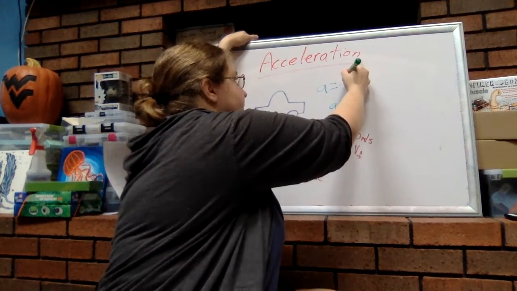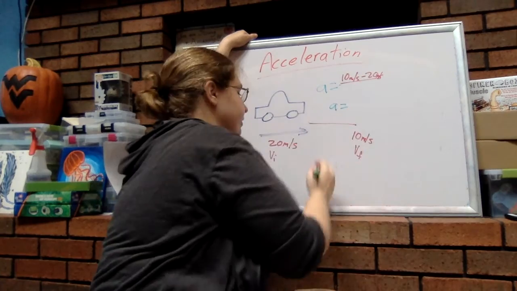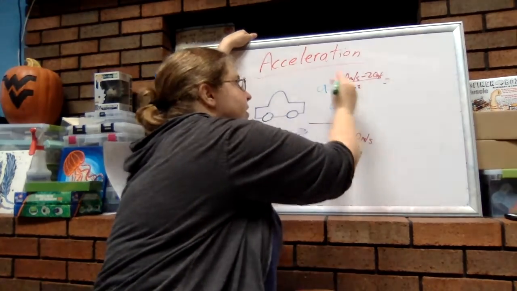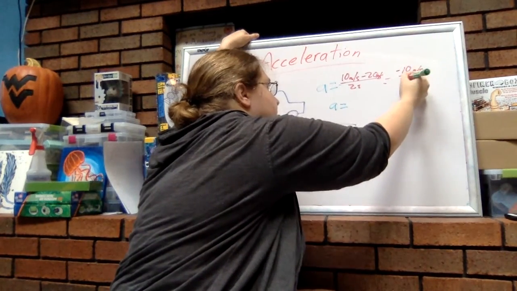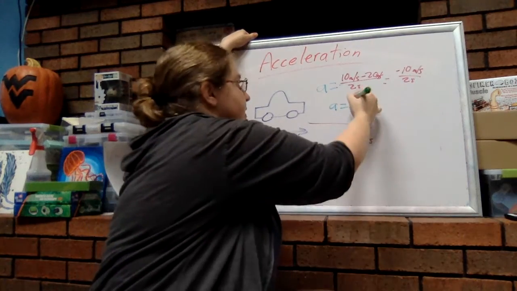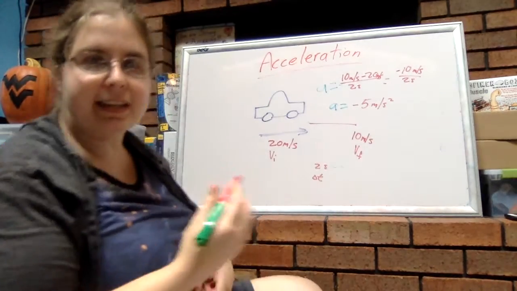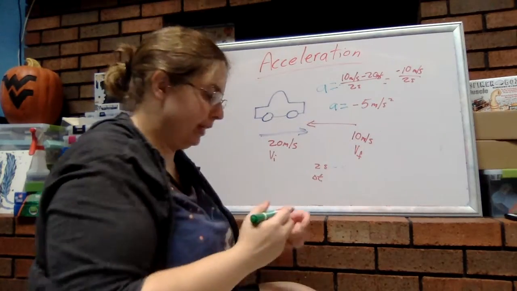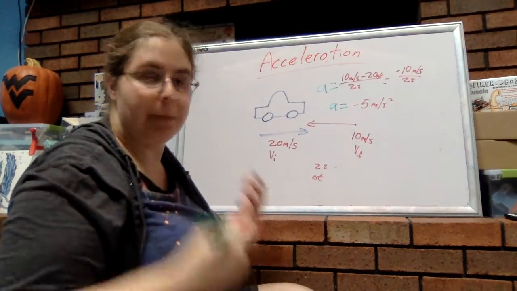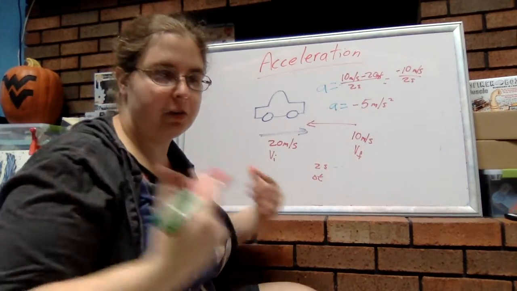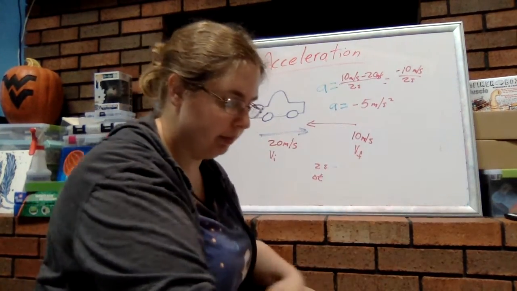Final minus initial would be 10 meters per second minus 20 meters per second divided by 2 seconds. 10 minus 20 would be negative 10, divided by 2 seconds would be negative 5 meters per second squared. Now what that means, that negative value means that the acceleration is actually going in the opposite direction, and that's causing the car to slow down. A backwards acceleration or a negative acceleration would slow down an object. A positive acceleration would cause it to speed up.